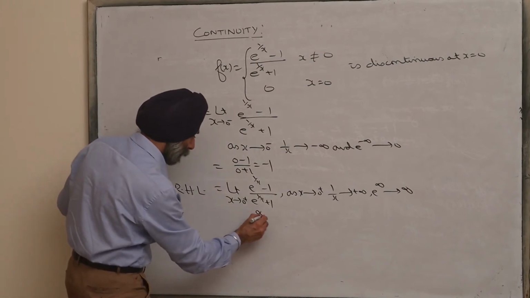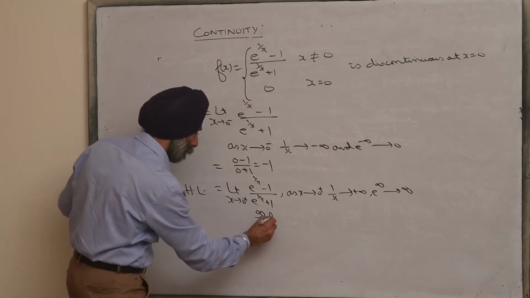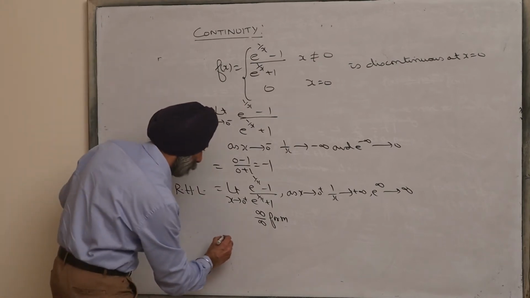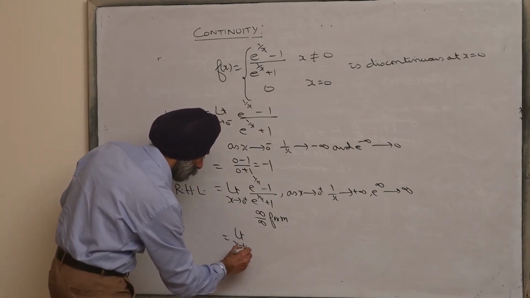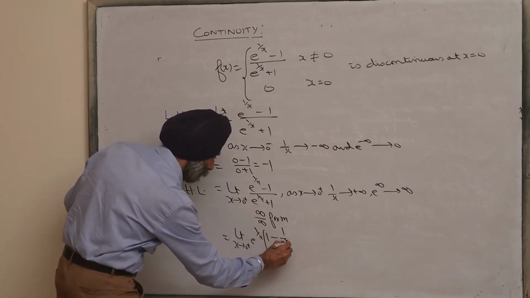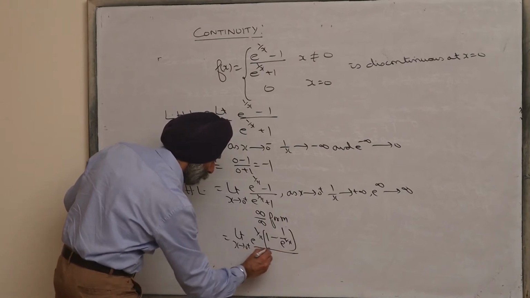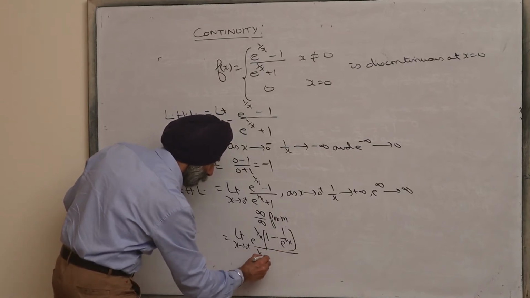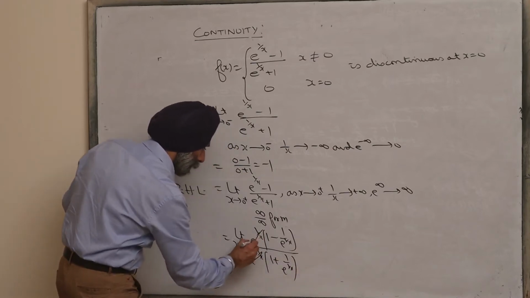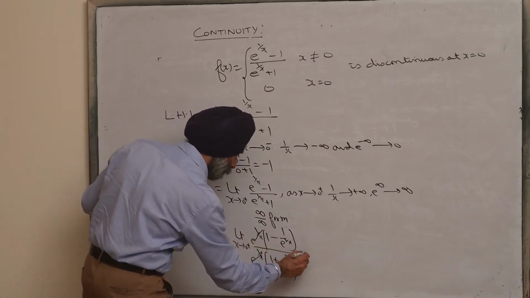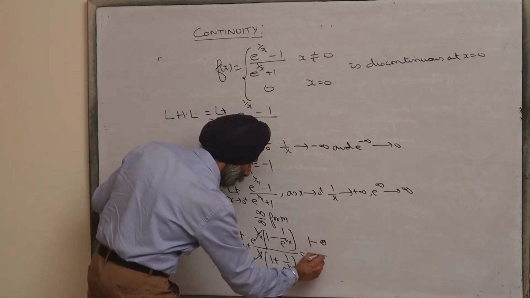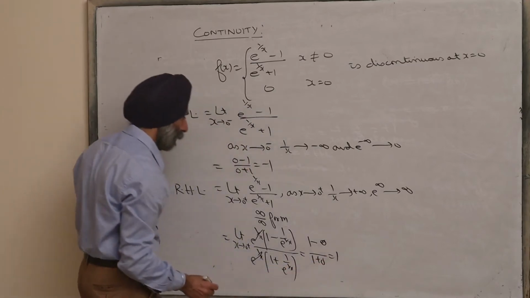So that means this will come out to be infinity upon infinity form, which is your undefined form. To remove this form, we will take e raised to power 1 over x common from the numerator, 1 minus 1 over e raised to power 1 over x, upon e raised to power 1 over x into 1 plus 1 over e raised to power 1 over x, as x approaches 0 positive. So that means it is 1 minus 0 upon 1 plus 0, this is equal to 1.